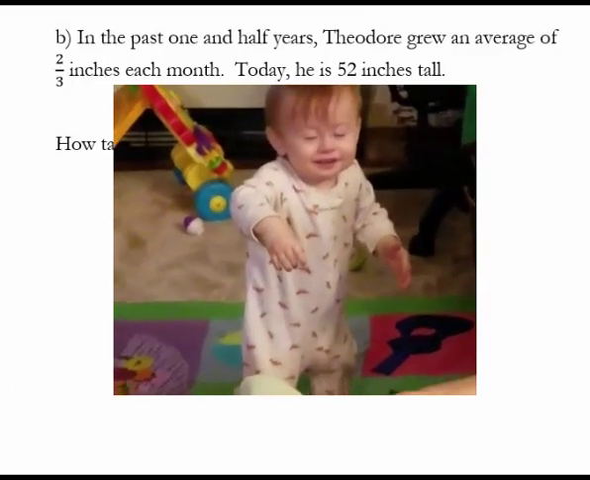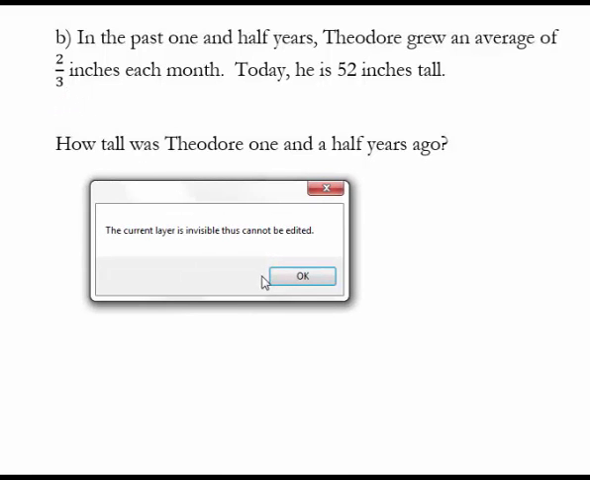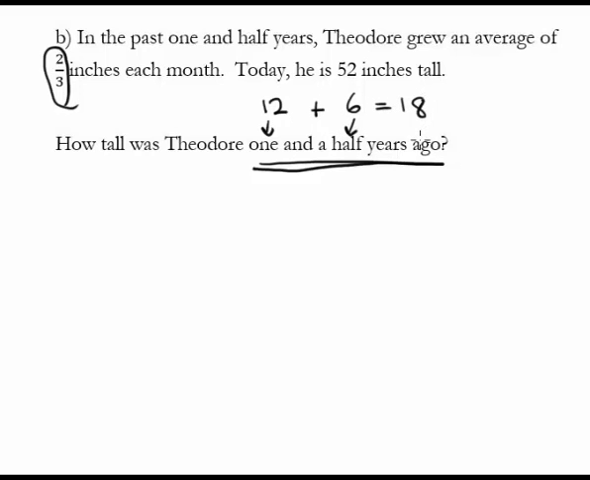In the past 1.5 years, Theodore grew an average of 2/3 of an inch each month. Okay, so we have 2/3 of an inch every month. Today he is 52 inches tall. How tall was he 1.5 years ago? Okay, so 1.5 years ago, the question is how many months? Well, in 1 year, there's 12 months. So in half of a year, there will be half that amount, 6 months.